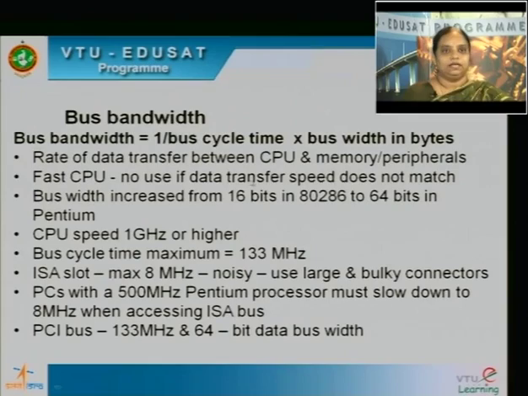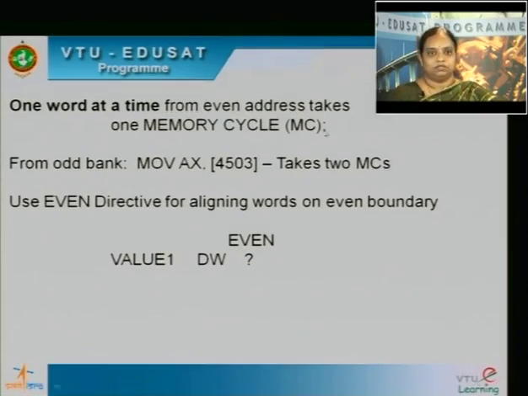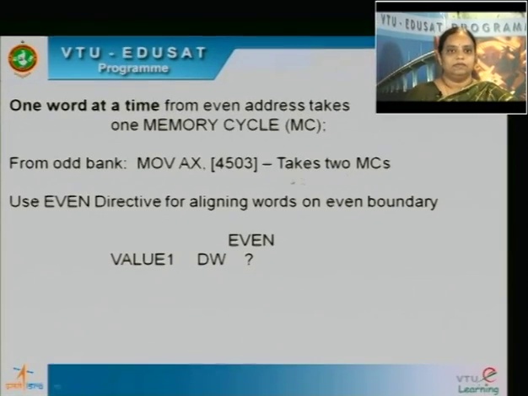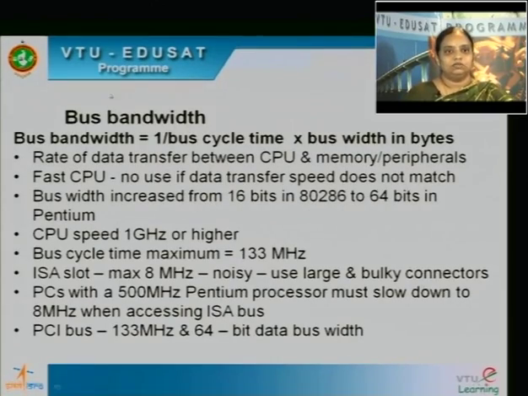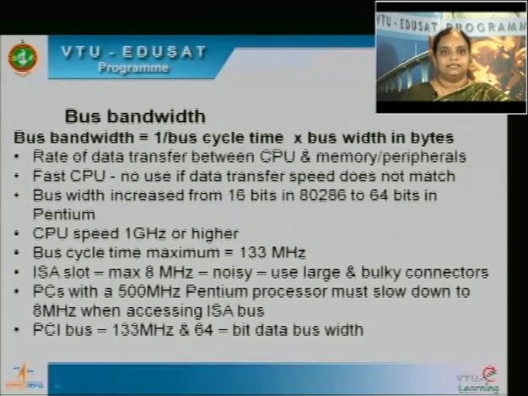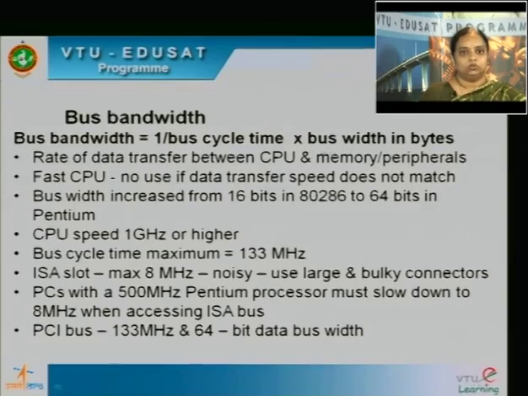Now, how do we quantify the speed of the processor? Because here we have taken 2 memory cycles and we are saying we would like to have only 1 memory cycle. We have to read it or access it faster. For this we have one quantity known as the bus bandwidth. The bus bandwidth is defined as 1 by bus cycle time into bus width in bytes. Now these are the 2 parameters, and if we can improve any one parameter, the bus bandwidth becomes better.